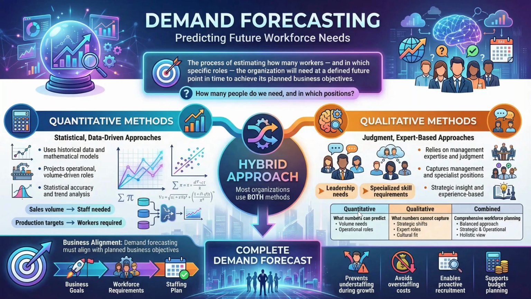And now we have here in our step 5, forecasting demand. Okay? How many workers do we actually need? Okay, that is the question that we are answering here in demand forecasting. Okay, the process of estimating how many workers in which specific roles the organization will need at a defined future point in time to achieve its planned business objectives. So the central question is very simple in demand forecasting: how many people do we need and in which positions?